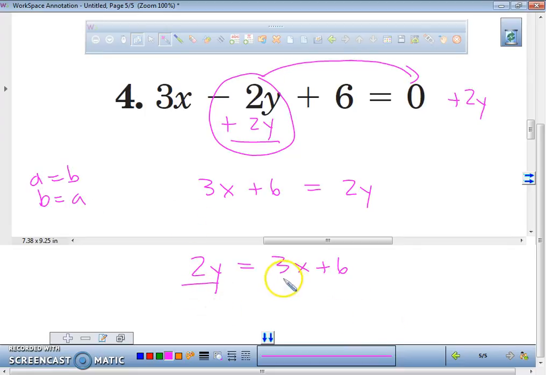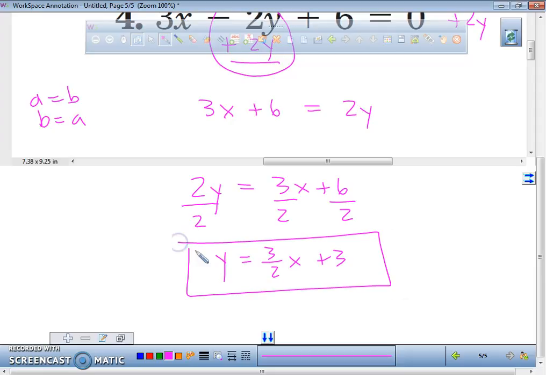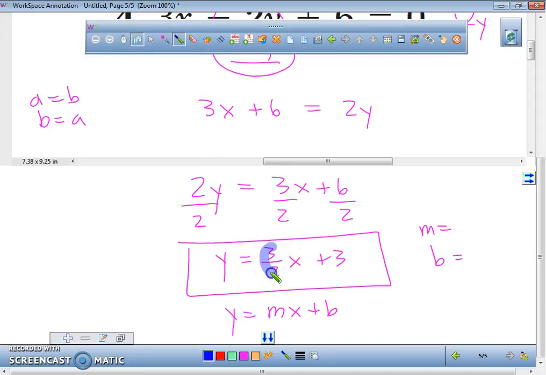And then, once again, all you have to do is divide everything by 2, and y equals 3 over 2x plus 3. Now, that's your answer, but what form are we in now? When it says y equals form, what form are we in? Slope-intercept. So when I say state the slope and the y-intercept, you have to know how to interpret y equals mx plus b.